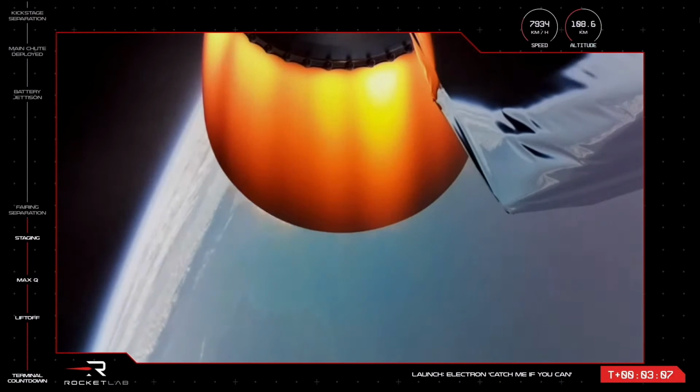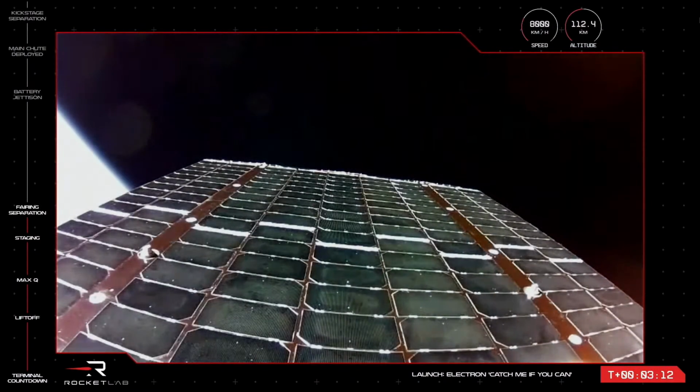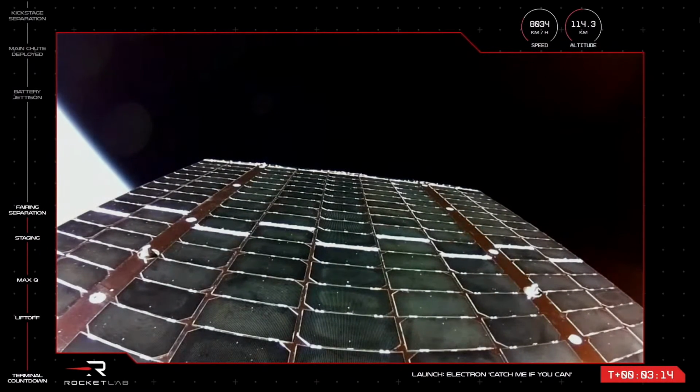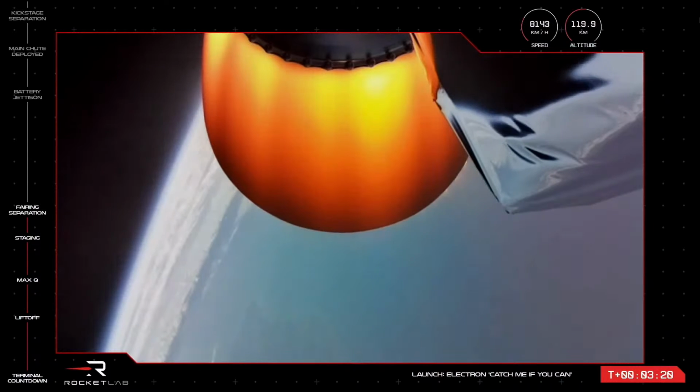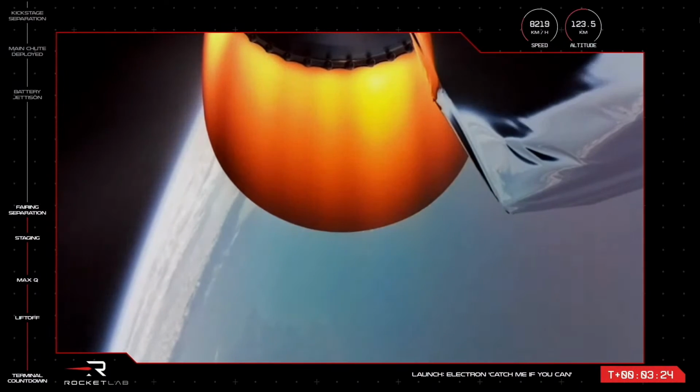The next mission event will be fairing separation on the second stage, coming up in just a few moments. Fairing jettison. Succeeded. In fact, actually, there it goes. Electron's fairing has been deployed, and MATS is now exposed to space while remaining attached to the rocket's second stage as it continues on the path to orbit.